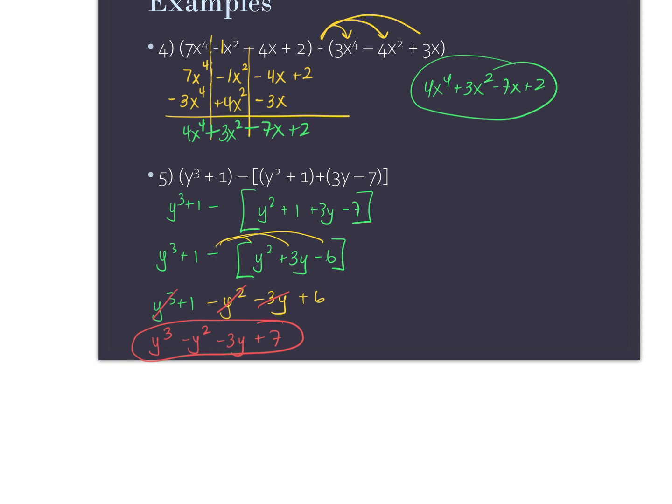And again, you just can't keep going once you don't have any like terms. So there's 4 terms in this list.